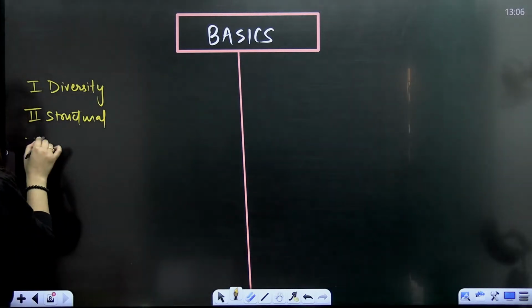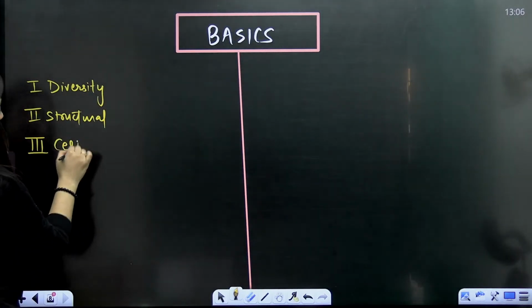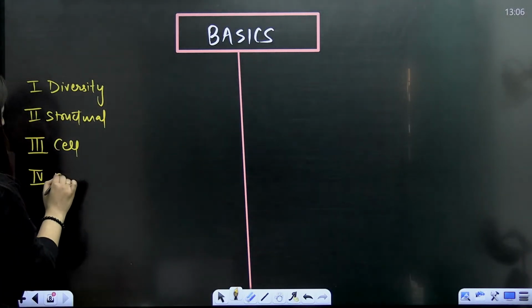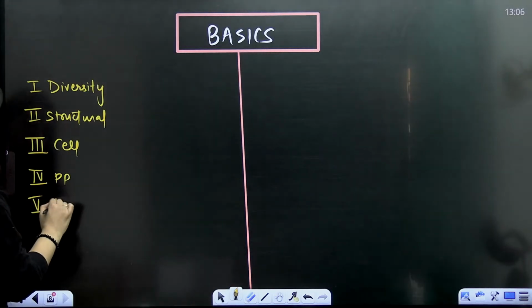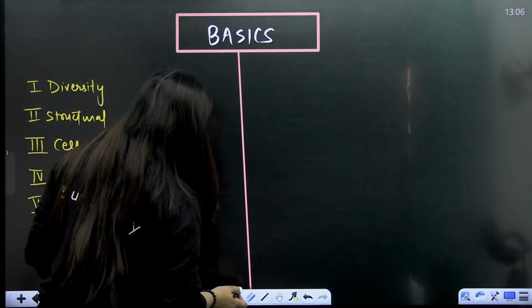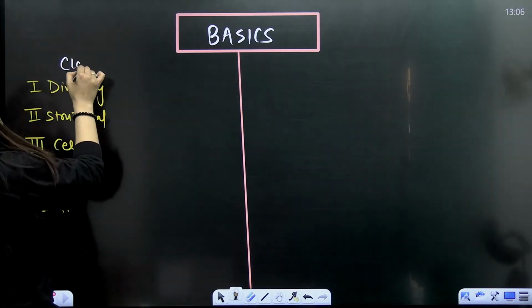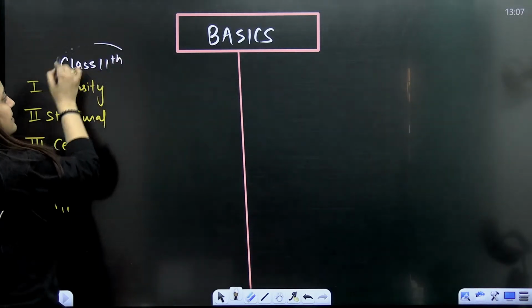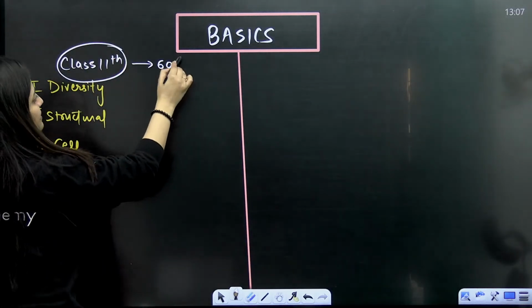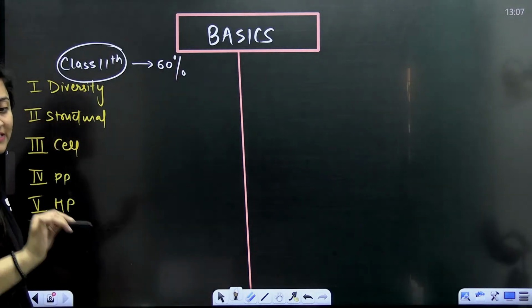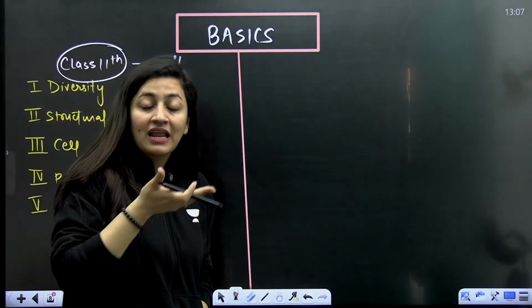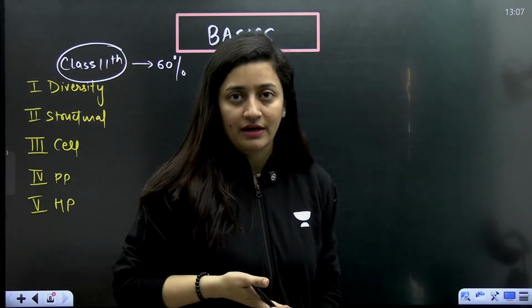Then you have the cell unit, then plant physiology, then human physiology. That is what we have. All the units are very important. And from the class 11 syllabus, we expect 60% of the paper. So class 11th is your foundation. Class 11th is something very important, right?